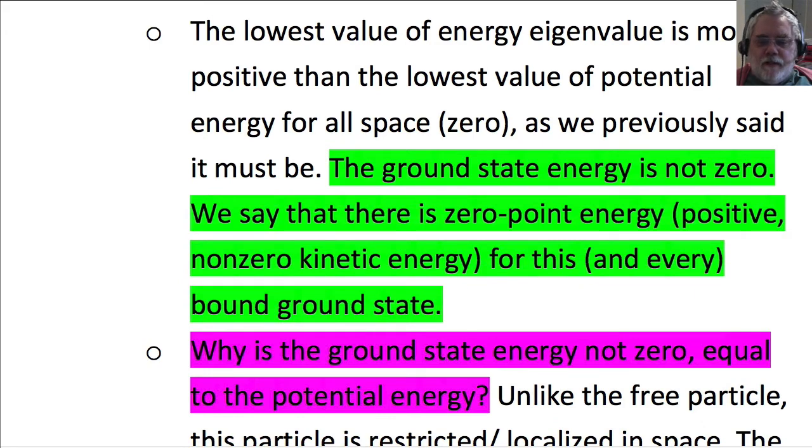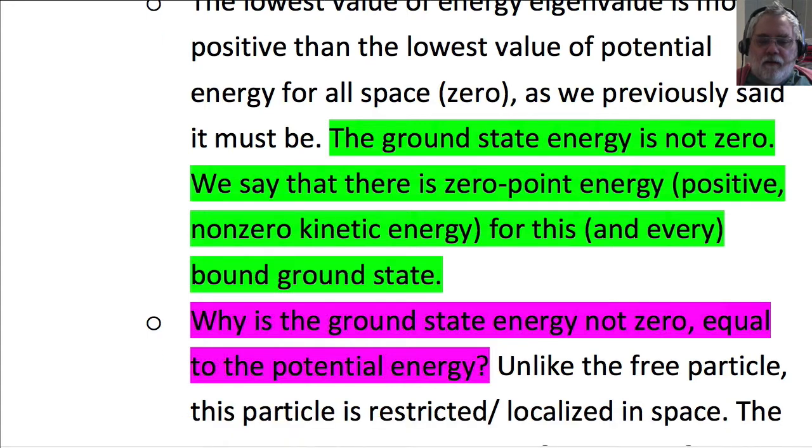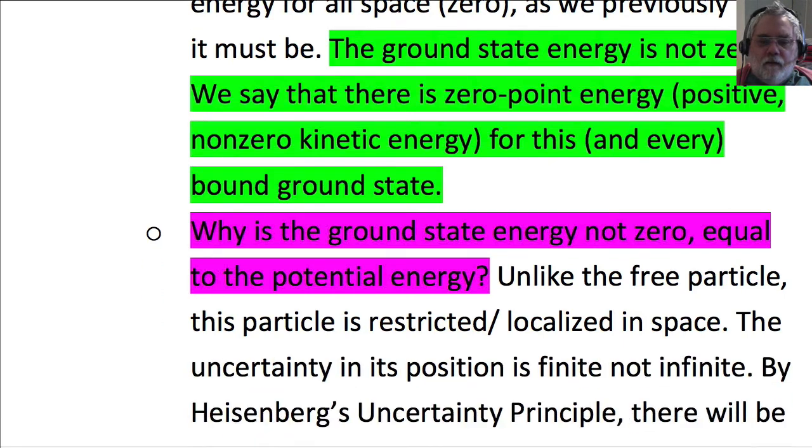Why is the ground state energy not zero, not equal to the potential energy? Unlike the free particle, this particle is restricted. It's localized in space. The uncertainty in its position is finite, not infinite. In the free particle, the uncertainty was infinite. It could be anywhere in space, anywhere and everywhere. But here, it's definitely in the box. It cannot be beyond the box, so the uncertainty in its position is finite.